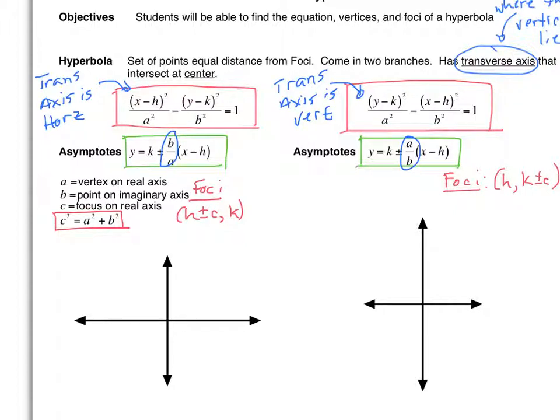Do note that when we find C for our foci this time, how is this different from our ellipse Pythagorean relationship? There was a minus in the ellipse. This time it's a plus. And so to remember that, these are opposite signs here. So if you have a minus in your standard formula, you've got a plus here in the Pythagorean relationship. If you have a plus in the standard formula, you're going to have a minus here in that Pythagorean relationship.